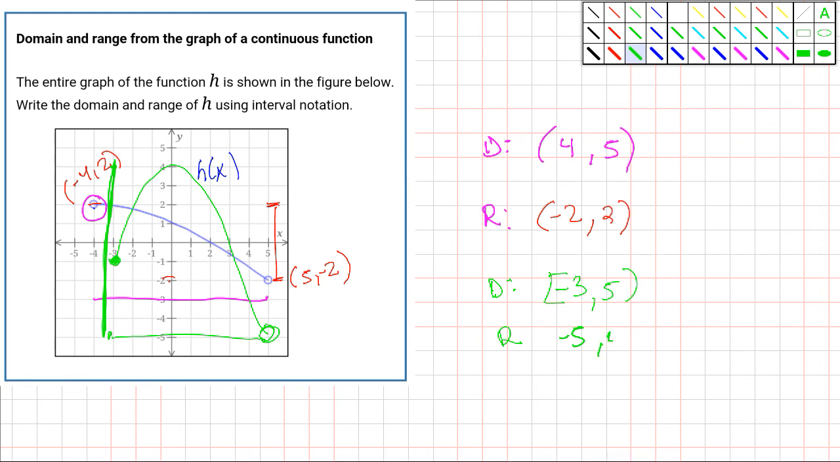Now, at 4 the function is continuous at this point, so even though it doesn't have a closed circle or open circle, the function does exist at y equal to 4. So you would put a bracket here, and you would put a parentheses for -5. I hope this helps.